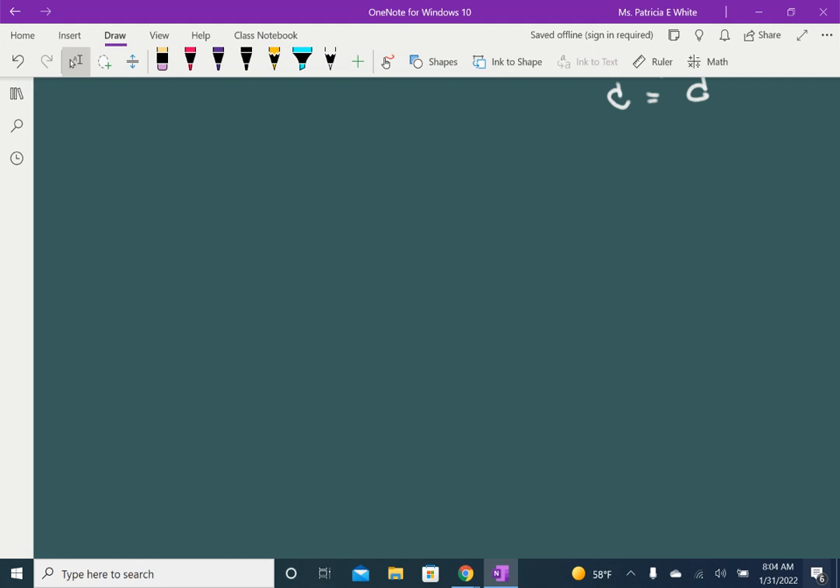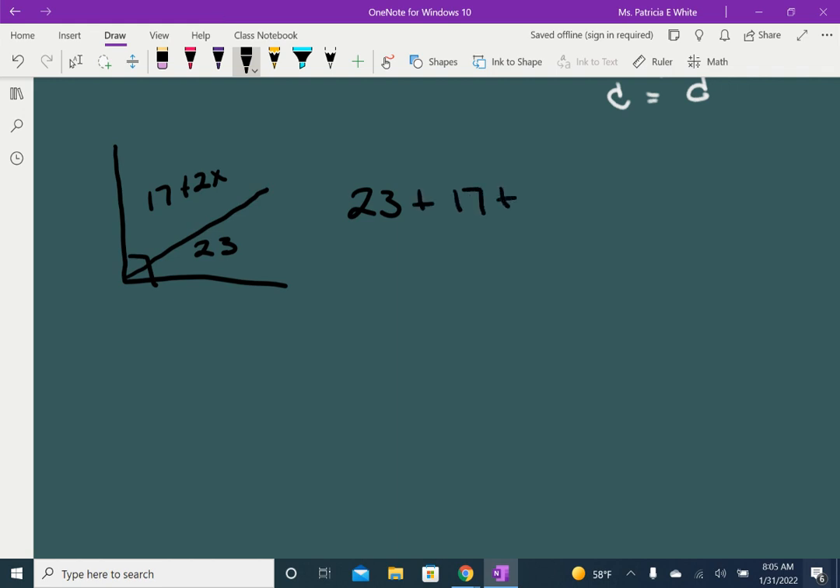So I'm just going to look at one. That's a 90-degree angle because of that box. So you know they're complementary, right? And you have 17 plus 2x, and you have 23. So 23 plus 17 plus 2x equals 90. You've got that 90-degree box, so it tells you that you add them together. That's your A plus B equals 90 equation.